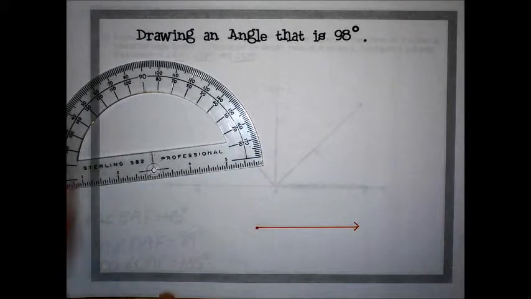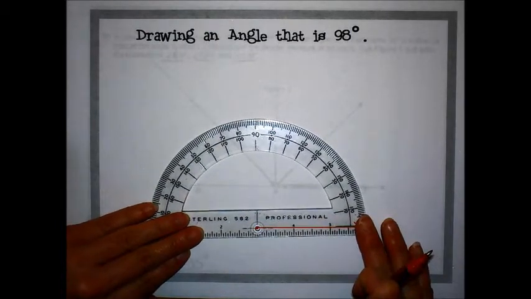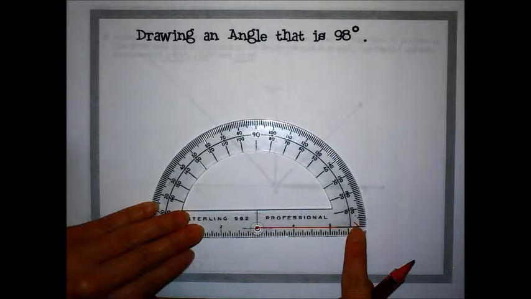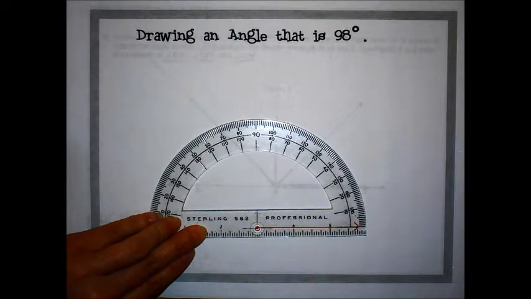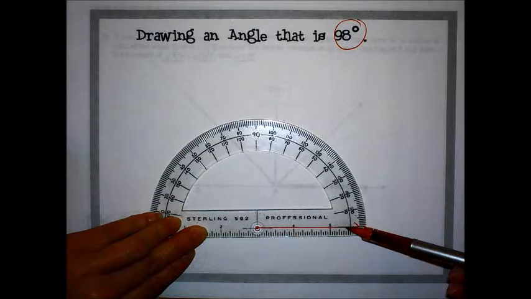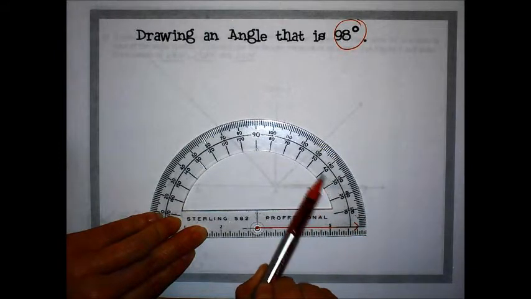Next, I'm going to line up my protractor with that bottom ray. Notice my arrow goes straight out that 0 line. And I want to put a mark where 98 degrees is located. So my bottom ray points to the right, so I'm going to start at the right, and start at 0, which is my inside numbers, and I'm going to go around until I get to 98 degrees.